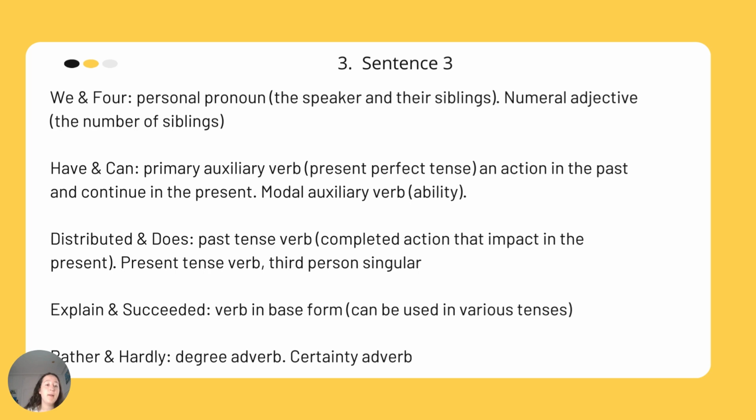The second category is the auxiliary verbs, and we have two examples here. The first one is have, and the second one is can. As I told you, have is a primary auxiliary verb, and in this sentence it has a present perfect tense function and represents an action in the past that continues in the present. And the second one is a modal auxiliary verb that represents ability.